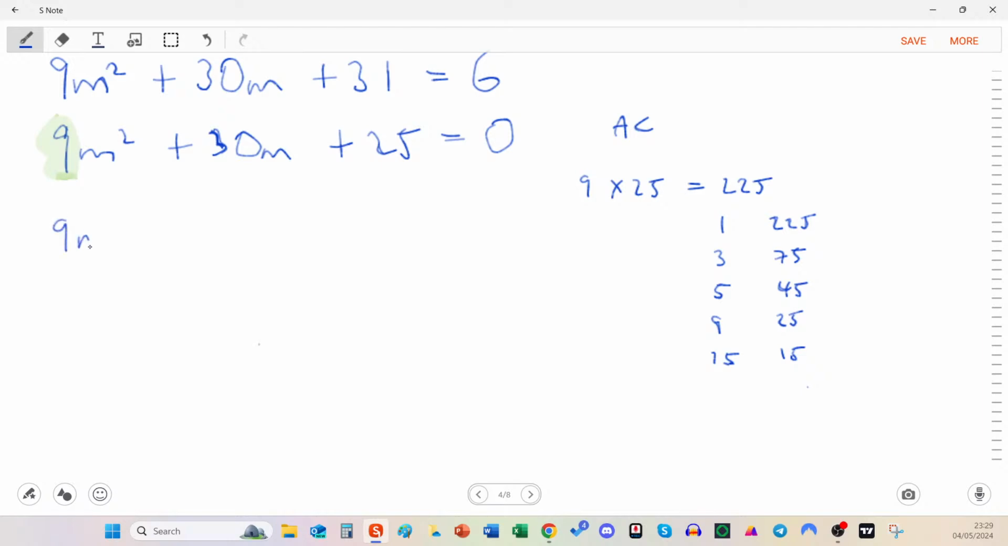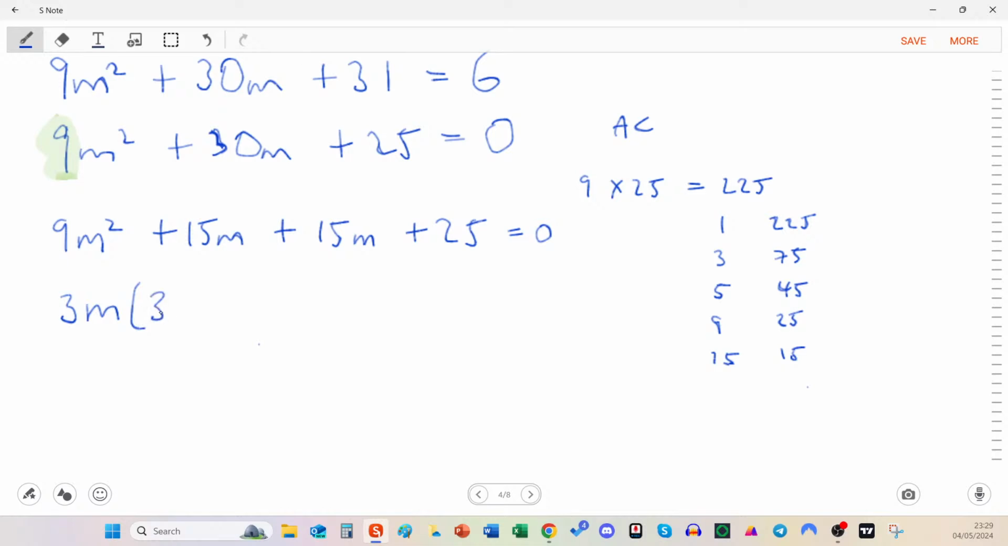So 9m squared plus 15m. We're going to be using that previous method. I won't go into how it works fully because I've already gone through it, but this is what we're going to be using. You'll notice it's still equal to 0. That's crucial. Right, we'll factorize the left-hand side. We've got 3m.